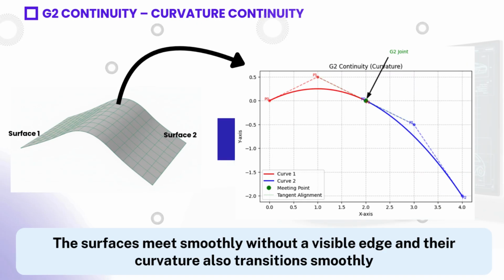G2 continuity goes one step further. Not only do the surfaces meet smoothly, but their curvature also transitions smoothly. This is critical for high-quality consumer products, automotive surfaces, and ergonomic parts. Most Class A surfaces require at least G2 continuity.